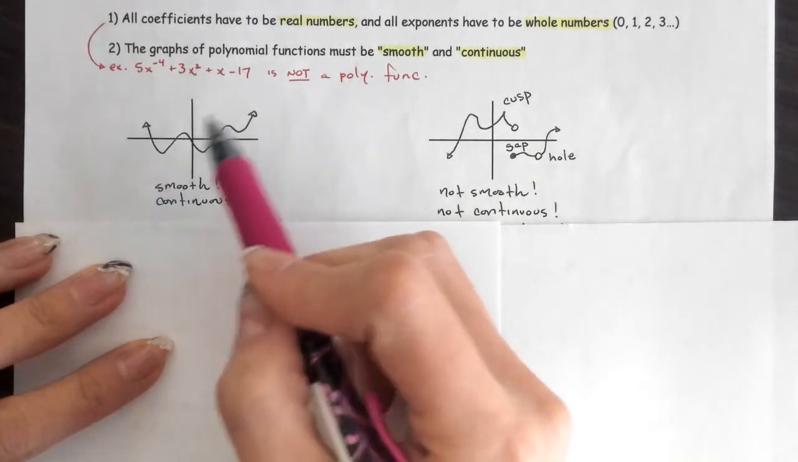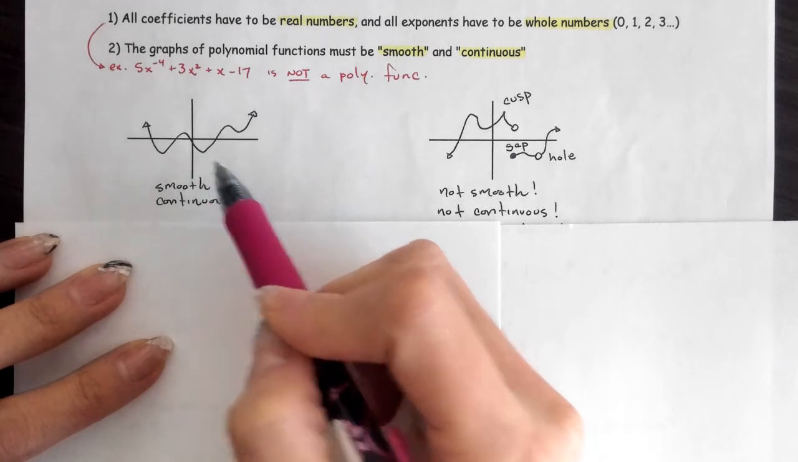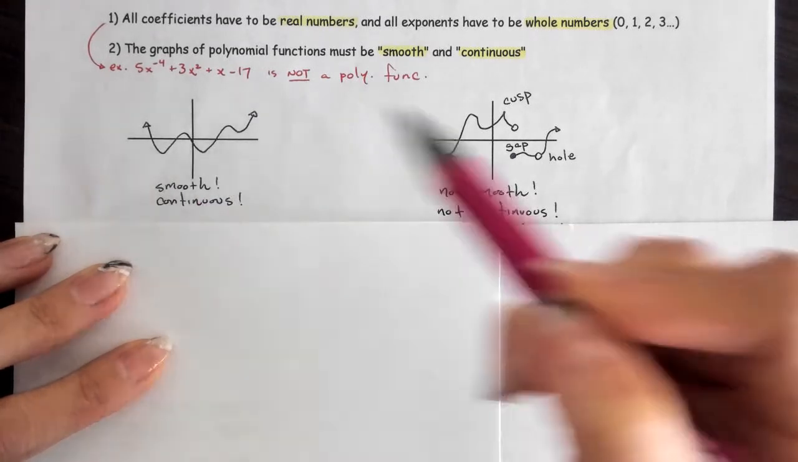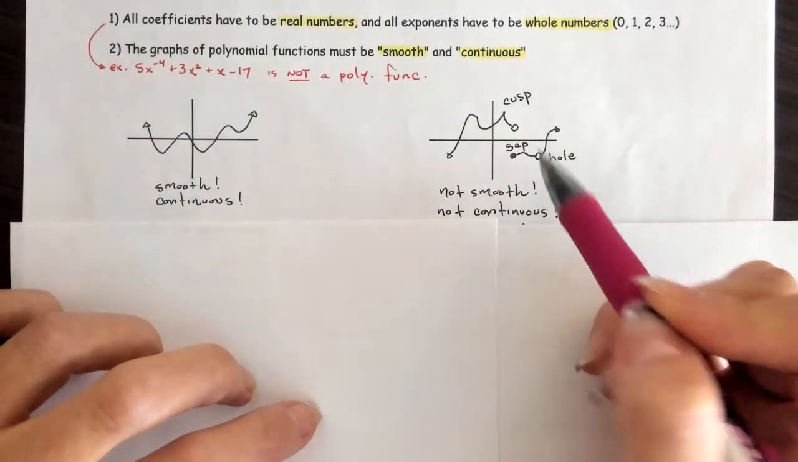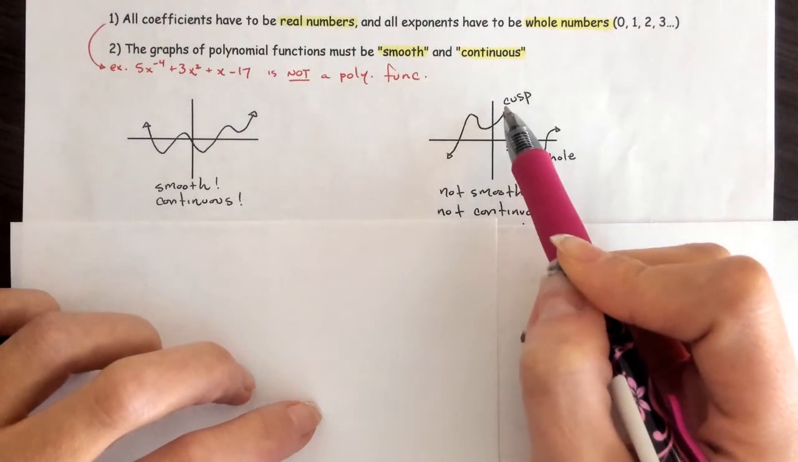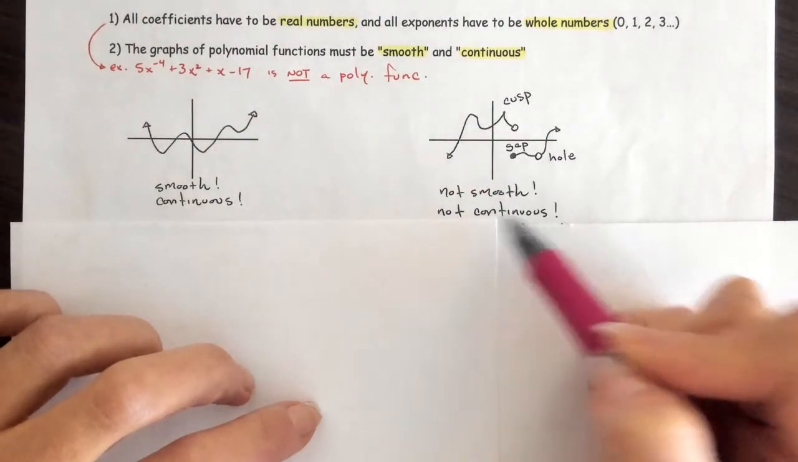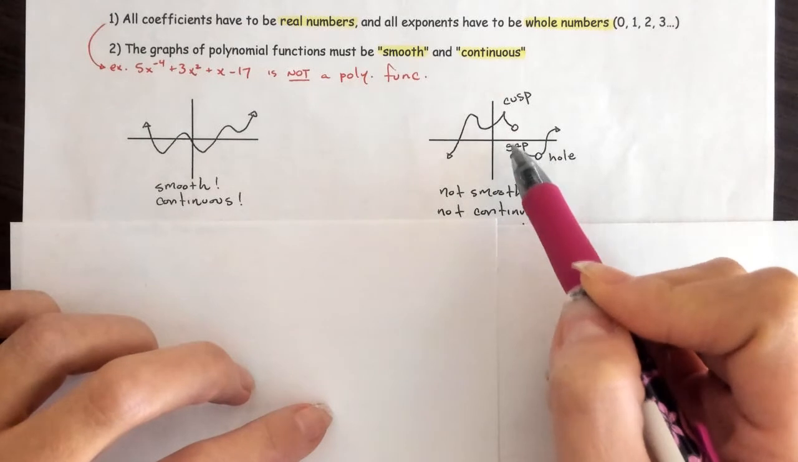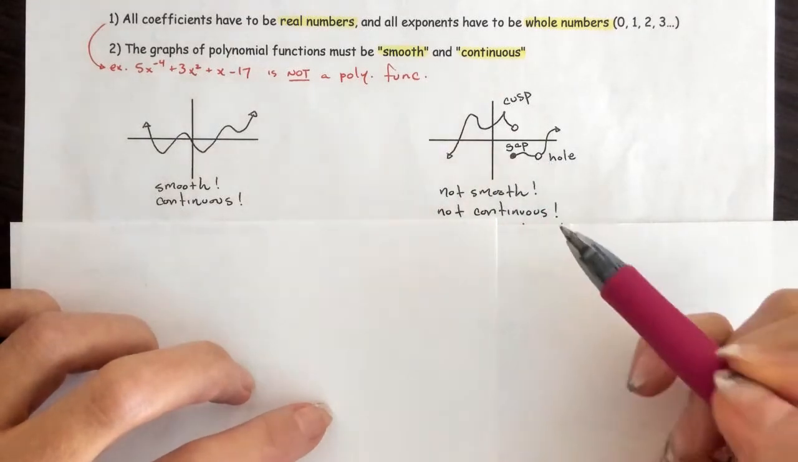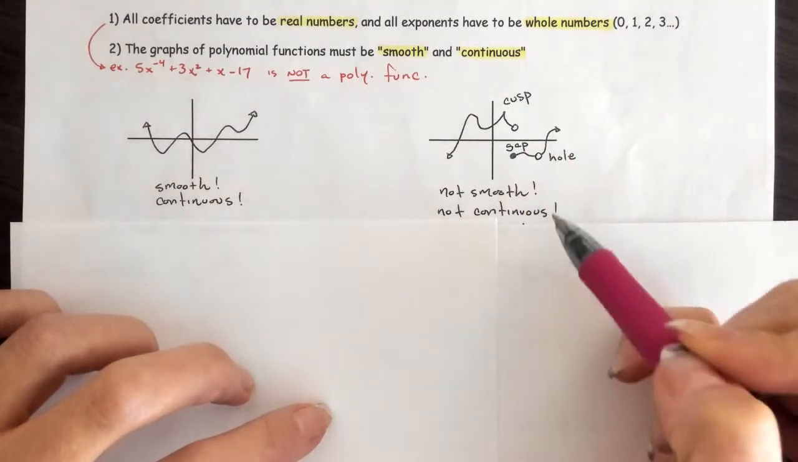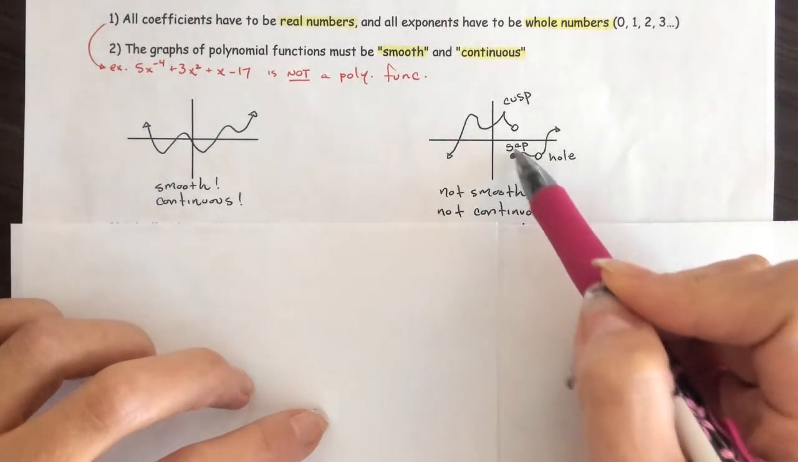Okay, so some examples of smooth and continuous versus not smooth and not continuous. So this one is smooth and continuous. This kind of looks like a corner, but it's supposed to be smooth, okay? This one is not smooth because right here there's a cusp, and it's not continuous because right here there's a gap, and right here there's a hole. Okay, so not smooth, the cusp, and not continuous, the gap and the hole. So like this jump right here is not okay.